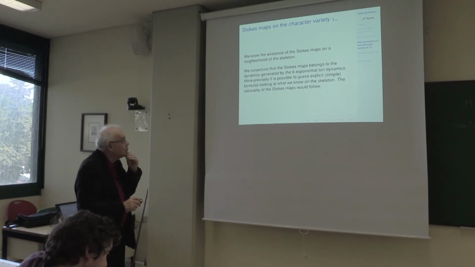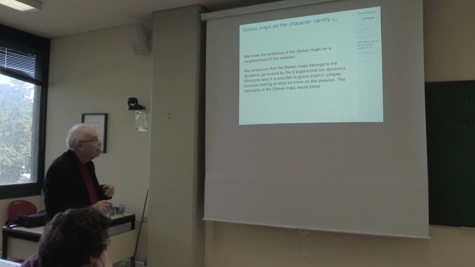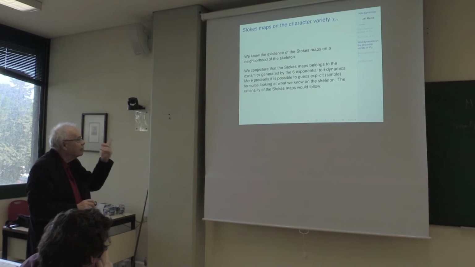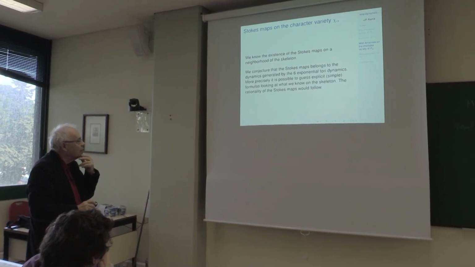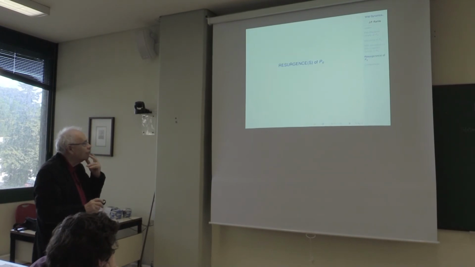Okay, and for the Stokes map, we know it on the skeleton thanks to the result of the Russian school, and we conjecture that it belongs to the dynamic generated by the exponential Tori. We have some conjecture about the formula, but it is not finished.